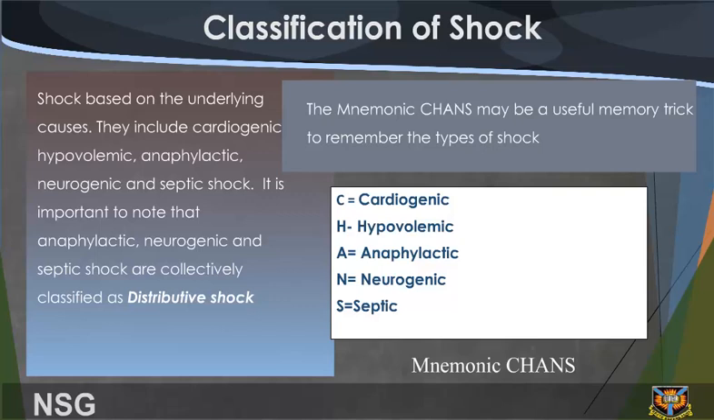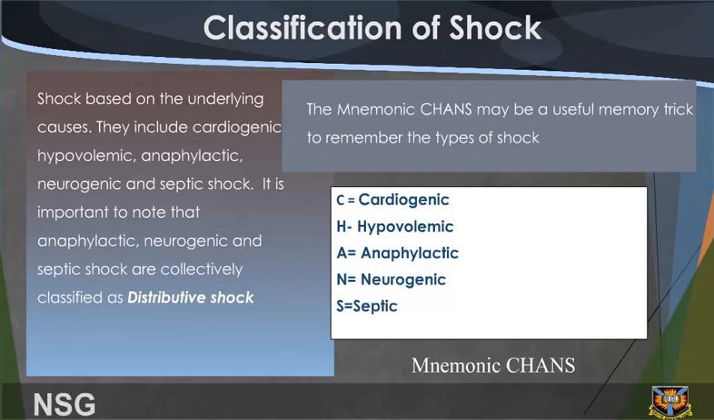Classification of shock. Shock based on the underlying causes includes cardiogenic, hypovolemic, anaphylactic, neurogenic, and septic shock. It is important to note that anaphylactic, neurogenic, and septic shock are collectively classified as distributive shock.